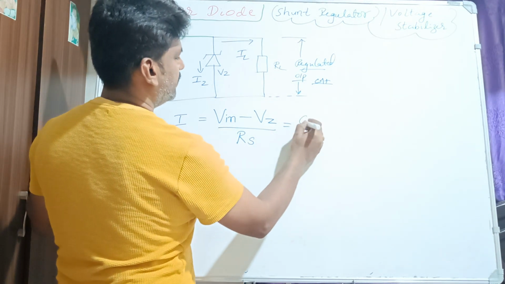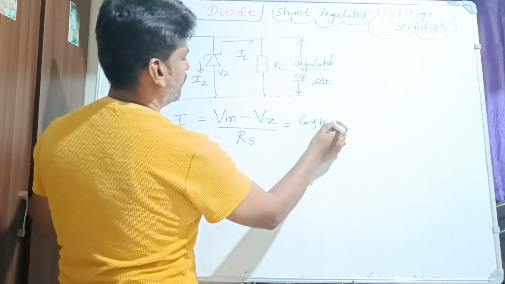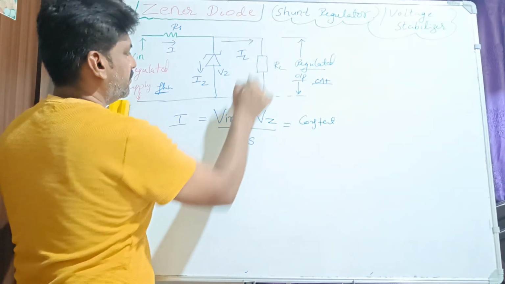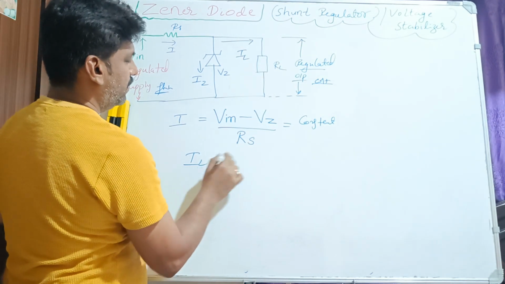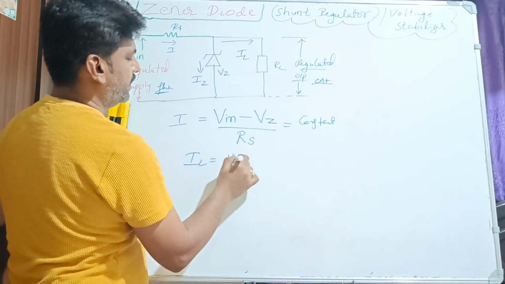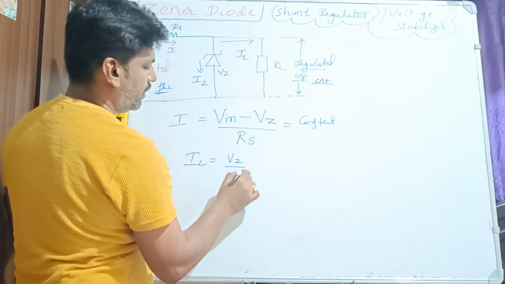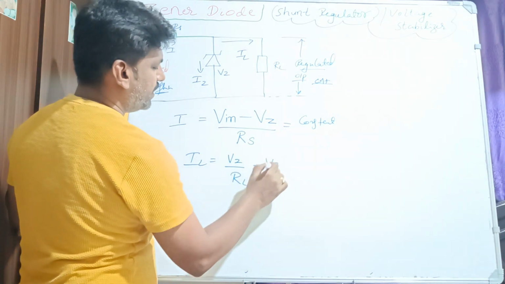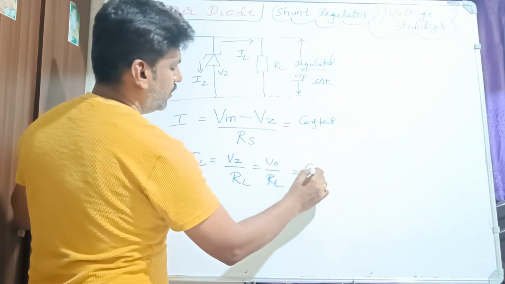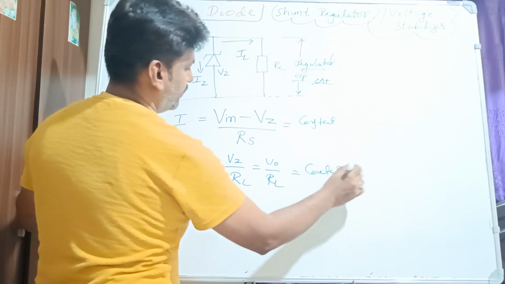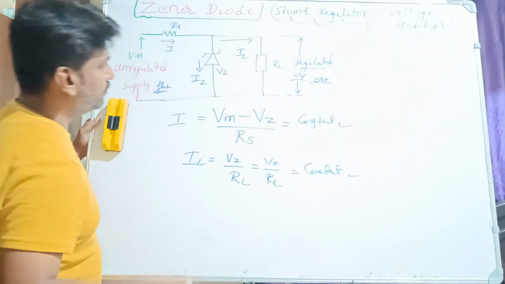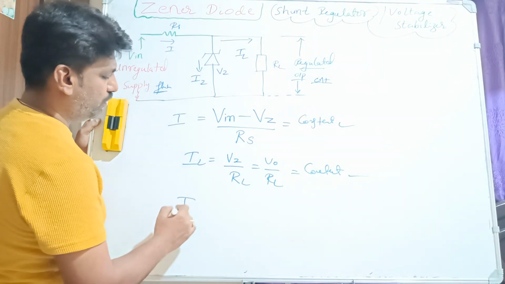It is constant. Or you can write through this, the current IL is equal to Vz divided by RL. Vz also can be written as V0 divided by RL, which is constant, right? This is a conclusion we can take, and also we can write one more equation.